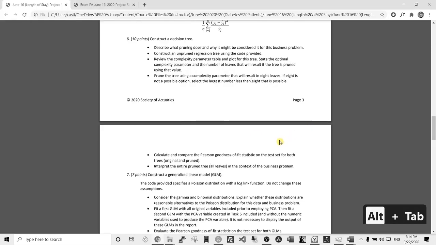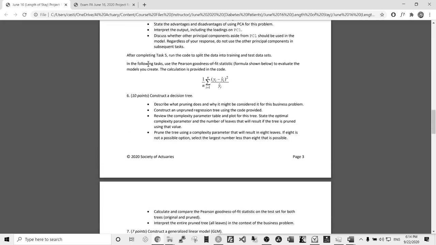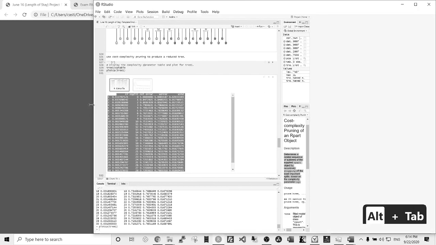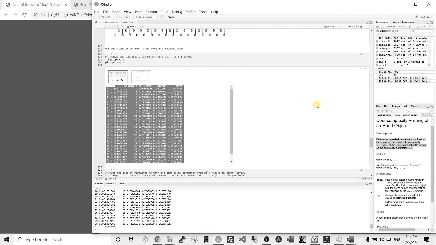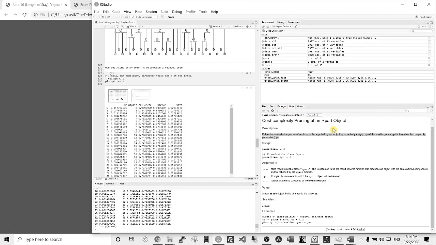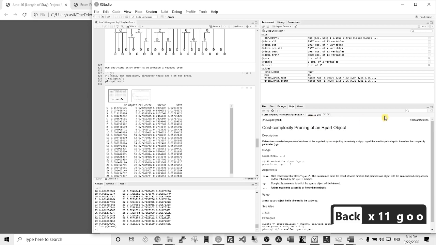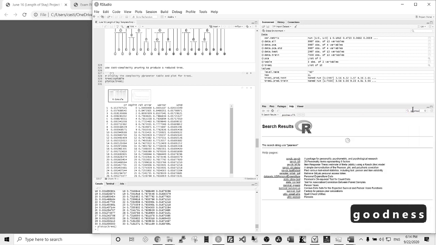So first of all, what is the Pearson goodness of fit statistic? You might be surprised to see something like this. If you are completely caught off guard and you have no idea, you can try searching in the R documentation. So you can say Pearson. Actually, I don't want to search in this. I want to search here. Global documentation. Pearson goodness of fit.